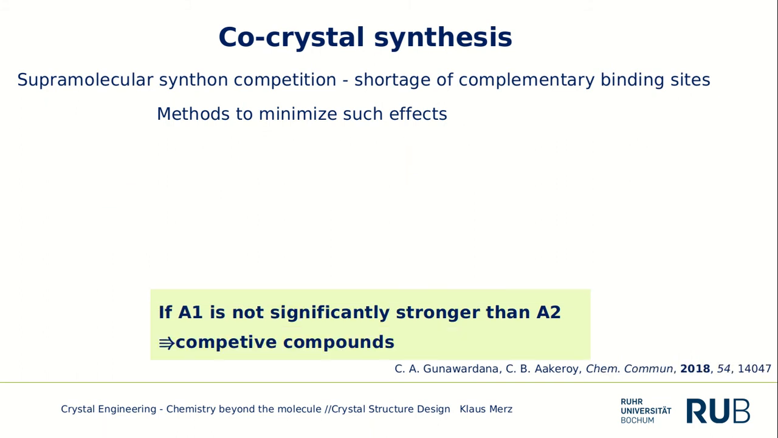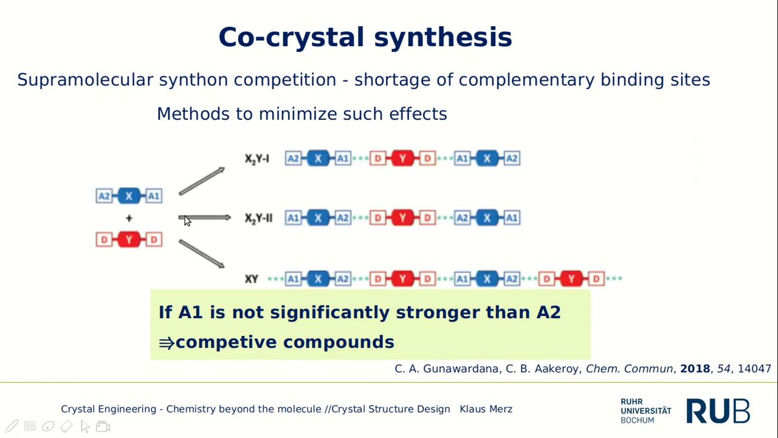If it's not stronger than A2, then we are talking about competitive compounds. In this case you see here A2 with donor, A2 with donor, or A2 with donor, A1 with donor, and so on and so on. So the strength is very important, first of all.